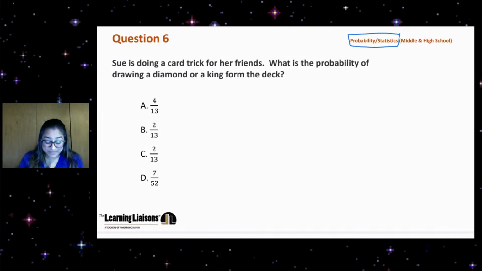So Sue is doing a card trick for her friends. Okay, this is fun information, but nothing useful. What is the probability of drawing a diamond or a king from the deck? So we need to know some pieces of information in order to be successful in this problem. First off, how many cards are in a deck? Well, I know from knowledge that there are 52 cards in a deck.